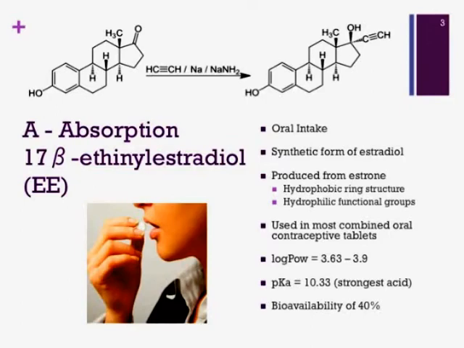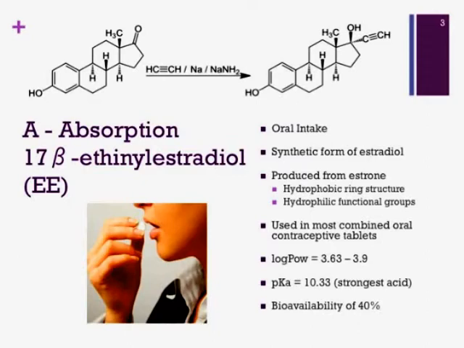Ethinylestradiol is the most common component ingested through contraceptive pills, and the absorption properties are quite similar to the naturally existing estrogens. As with the absorption of the natural estradiol, the toxin is largely hydrophobic due to the ring structures. It also has two polar hydroxyl groups and an ethinyl chain.